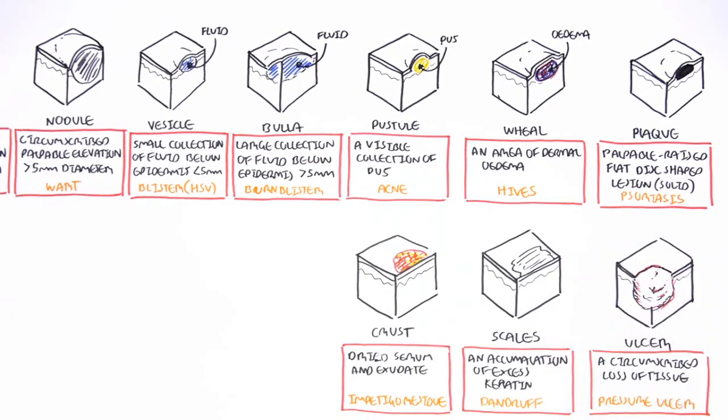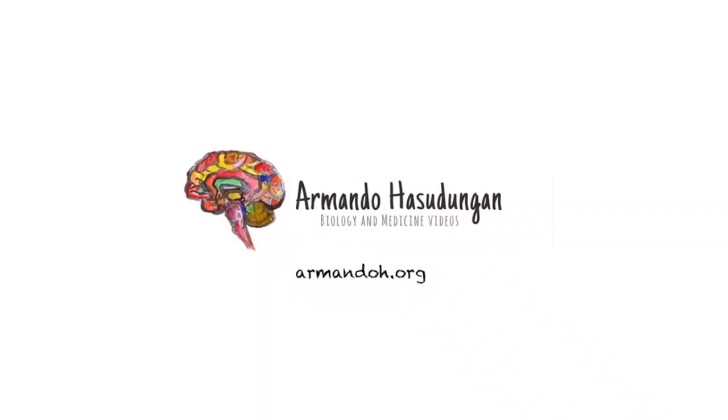So those are some terminologies used to describe lesions. Again: macule, papule, nodule, pustule, wheal, plaque, crust, scale, and ulcer. So that was it for this video, terms used to describe skin lesions. Next, we will look at some common skin disorders and hopefully incorporate some of these terms to describe them. Thanks for watching.